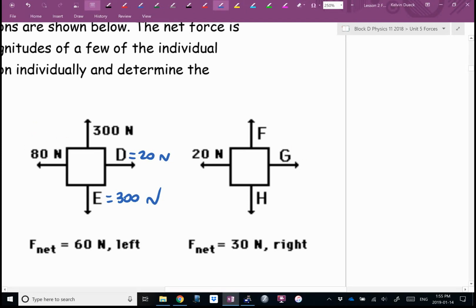How big must G be? 50. That gives me a net force of 30 newtons to the right. How big must F be compared to H? Even though I don't know what they are as numbers, I can tell you beyond a shadow of a doubt that that must be true.